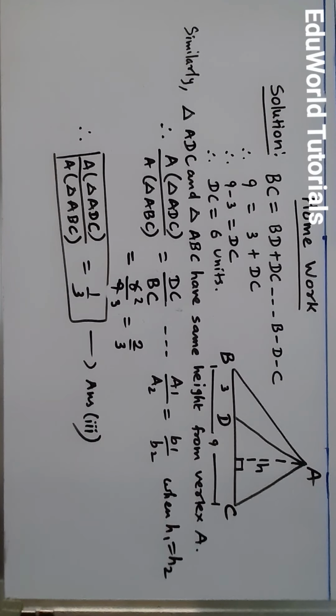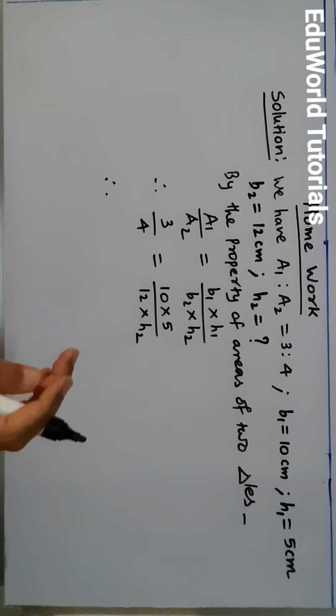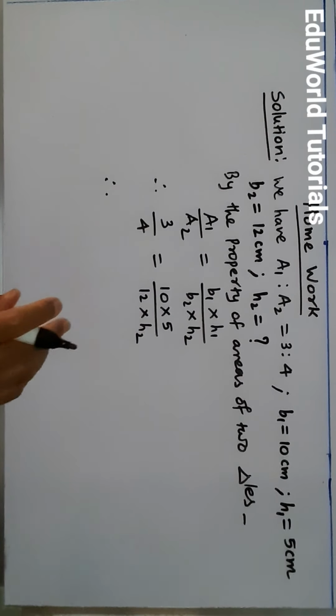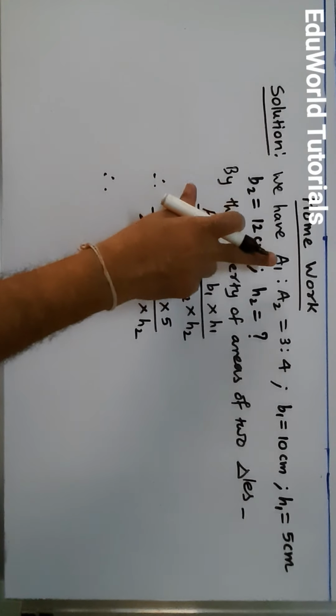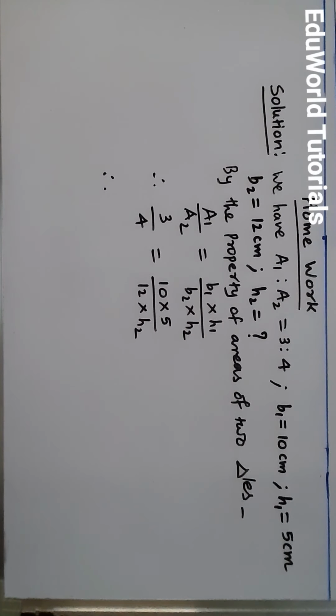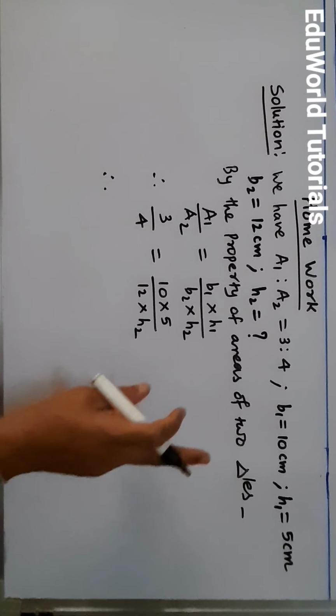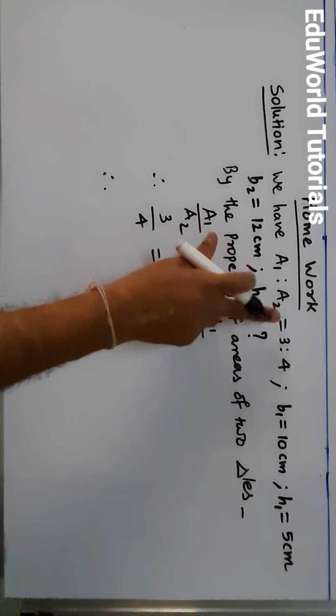Now we shall move to question number 3 of the extra sums. So as you have the third sum in front of you, it says that the ratio of areas of two triangles is 3:4. That is, we have A1:A2 is equal to 3:4. It is also said that the base and height of the smaller triangle are 10 cm and 5 cm. You can notice A1:A2 is 3:4.